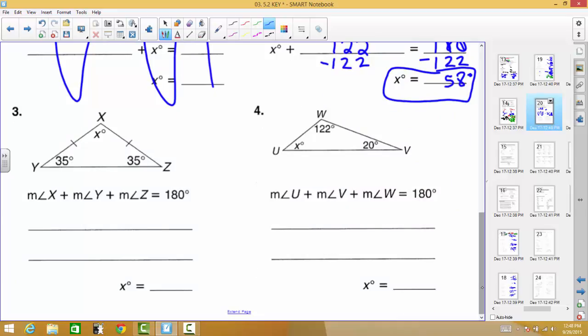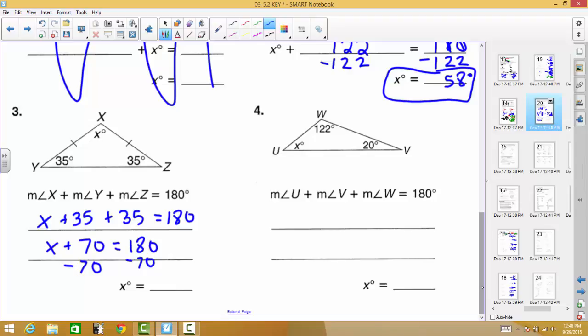Okay, so the measure of angle x is x. The measure of angle y is 35. The measure of angle z is 35. And together that will give you 180. 35 and 35 is 70. You want to put your like terms together. And then isolate your x, so get rid of the 70 using reverse order of operations. You're undoing addition by subtraction. So the measure of angle x is 110 degrees.